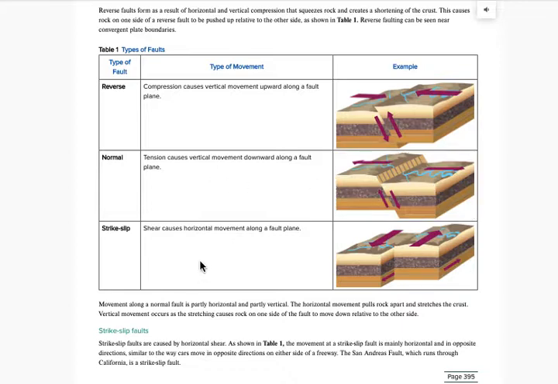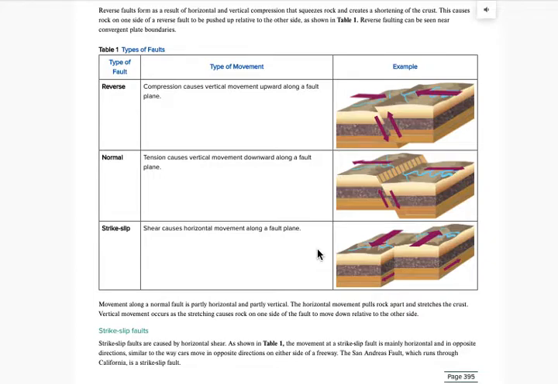And then we have the strike slip fault. And in a strike slip fault, you have two plates that are moving horizontally but in opposite directions. So one's maybe going north, one's maybe going south. So they're moving in opposite directions, but there's still going to be a lot of grinding past each other as they move. And this is, in fact, the San Andreas fault is a great example of that.